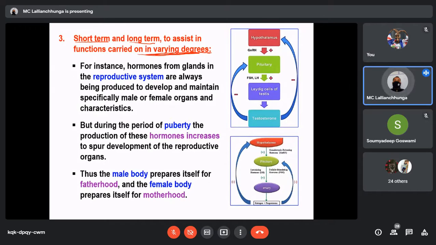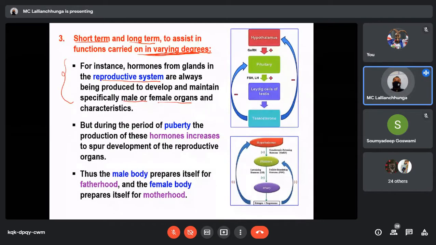Okay, so the prevailing condition in the body, that is important. For example, hormones from the glands in the reproductive system are always being produced to develop and maintain specifically male or female organs and characteristics. So we all know that these hormones from the reproductive system, or maybe from the pituitary gland also, are important to maintain male and female organs and characteristics.